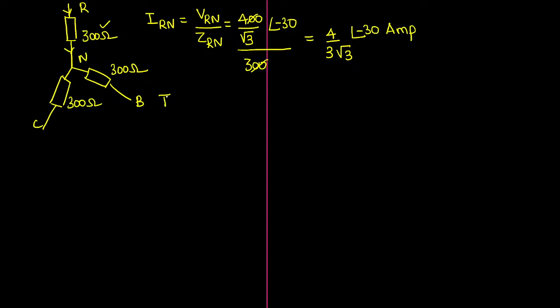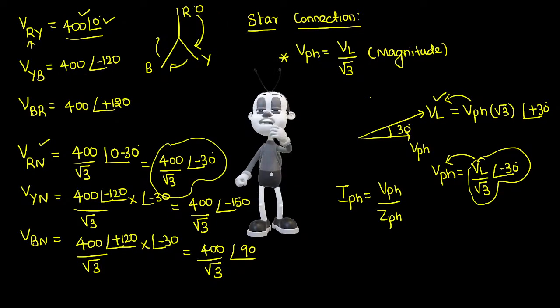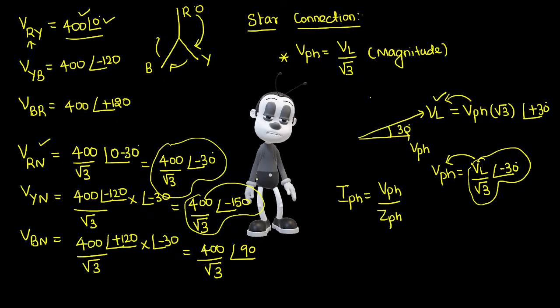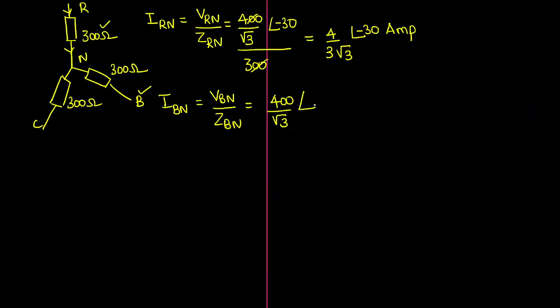Similarly, if you write down the expression for the second phase, IRN is over. Next, let us focus on B. This can be written as IBN, which is VBN upon ZBN. How will you write it further? Same expression, sir, 400 upon root 3. You know the value of VBN, already we have estimated: 400 by root 3 at an angle of minus 150.